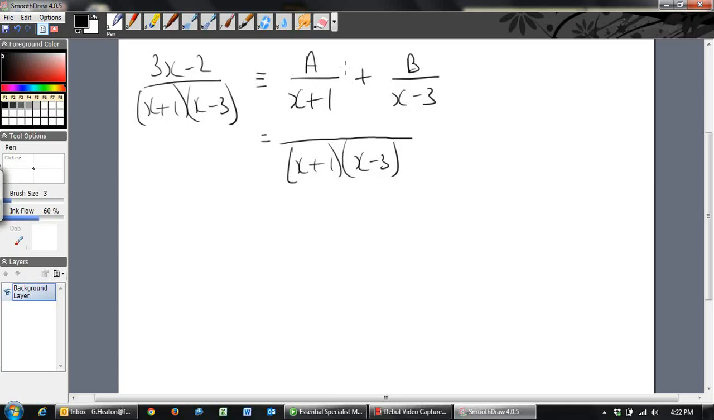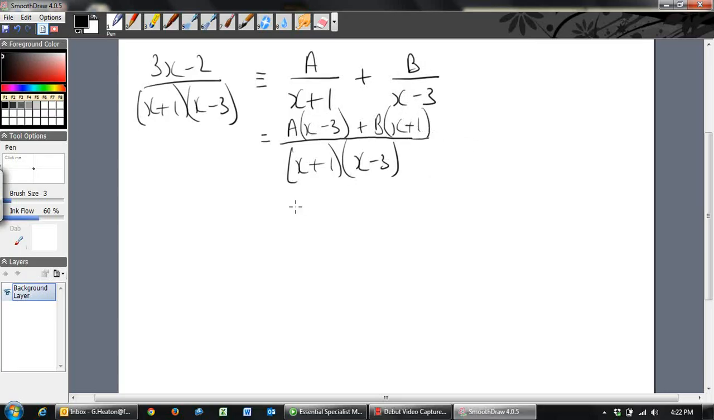x minus 3. So we also need to times the top by x minus 3. So we get a times x minus 3. Okay. Now, for the b part of the fraction, what have we multiplied it by? We've multiplied the bottom line by x plus 1, so we need to multiply the top by x plus 1. So we get b times x plus 1, like that.